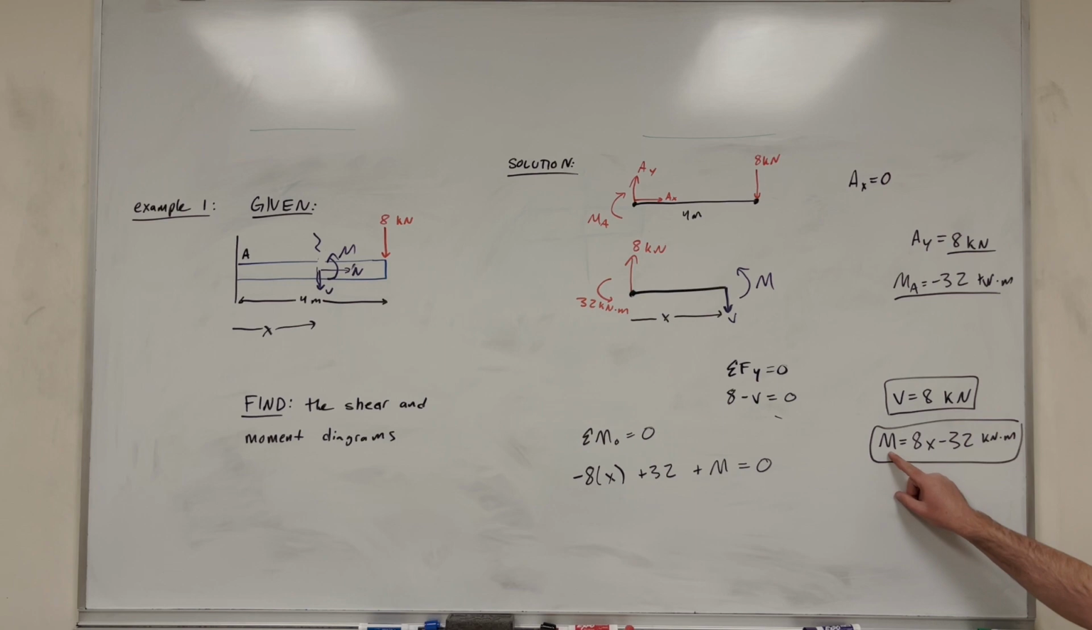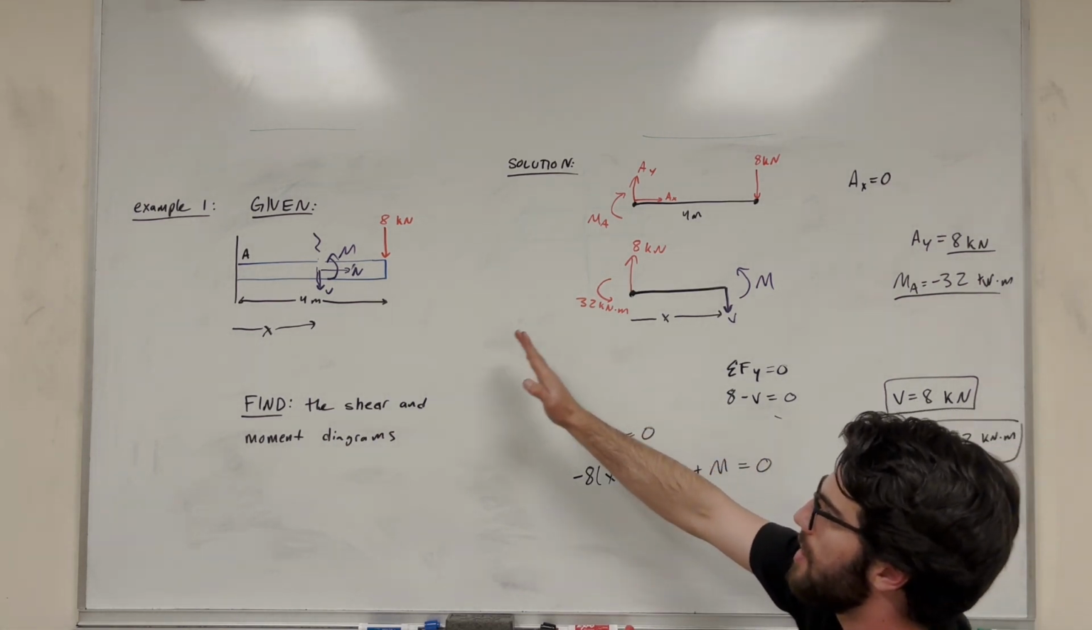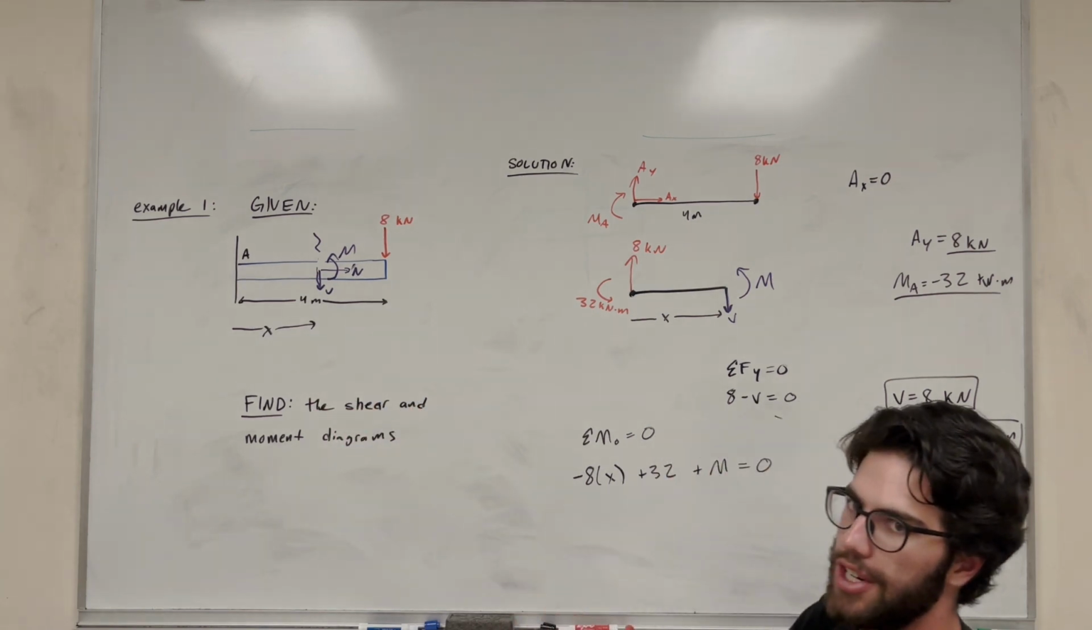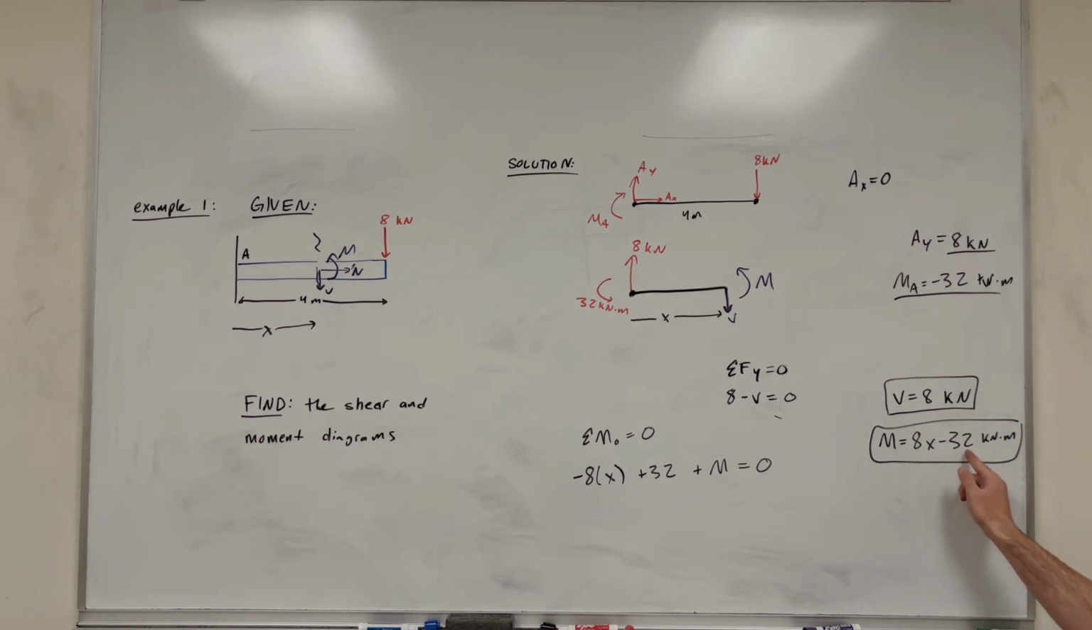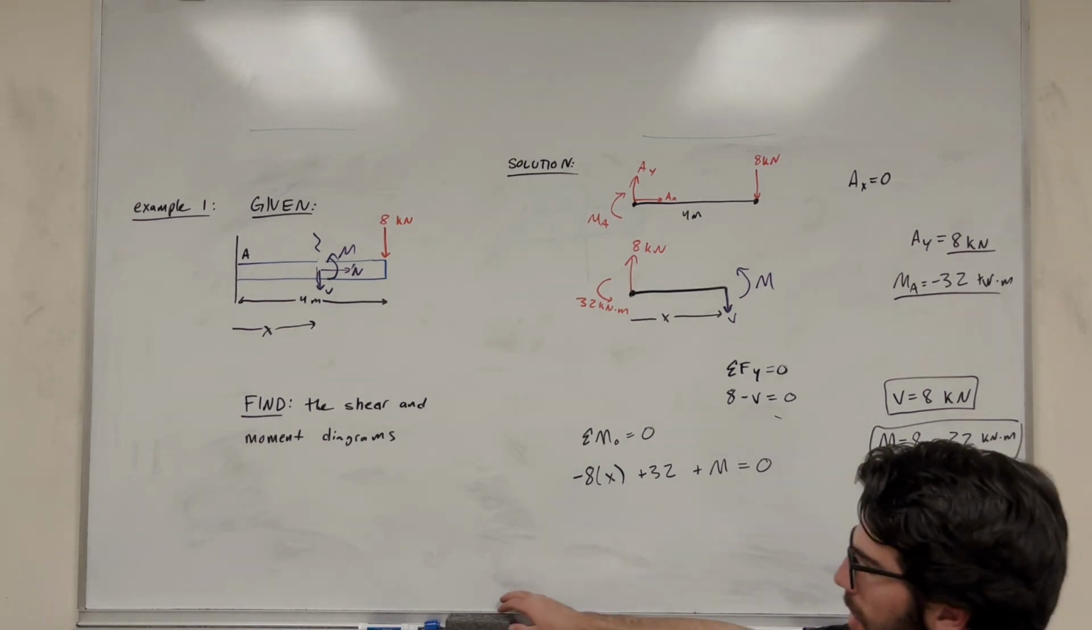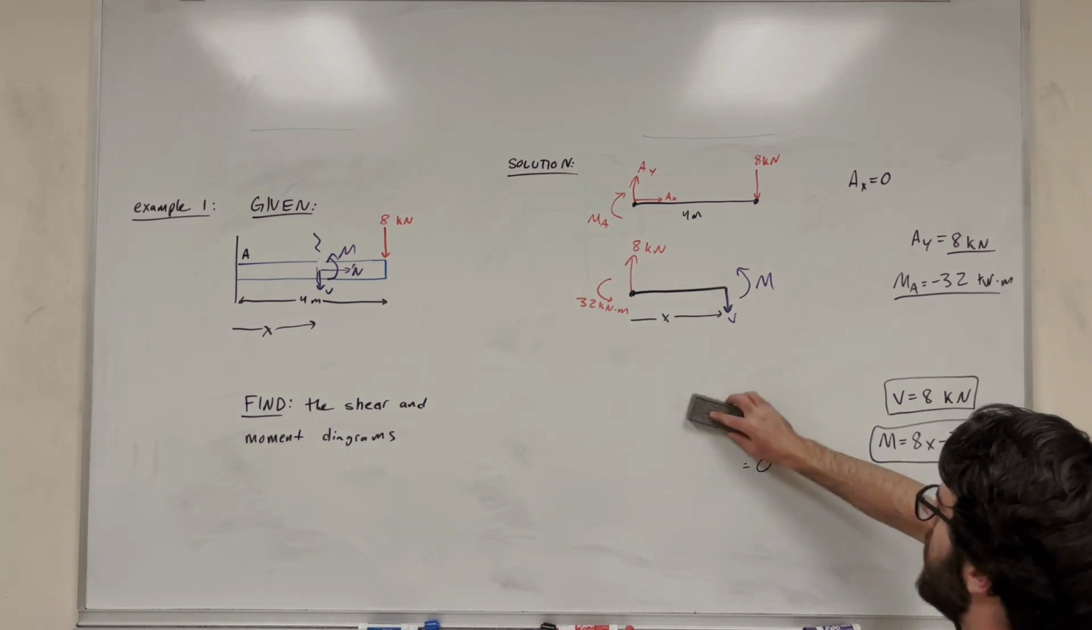So what does this tell us? Well, this tells us that the moment is going to get closer to 0. It's going to start at negative 32 when our x is equal to 0. So when we're against the wall at A, it's going to start at negative 32. But then as our x grows, it's going to grow to 0, and then it's going to become positive because it's a linear slope. So let's go ahead and graph these now. That's what we're supposed to do.